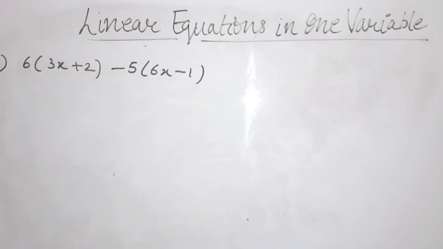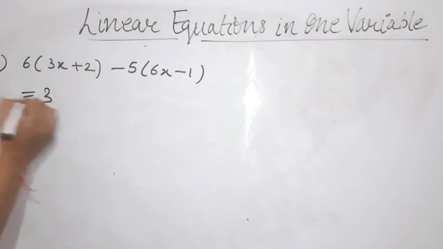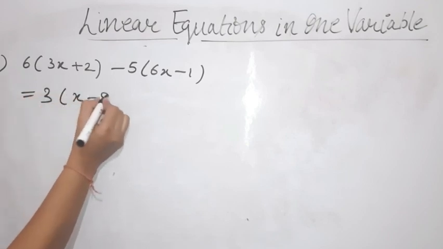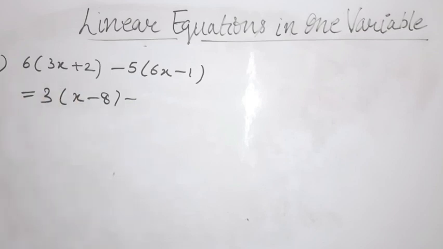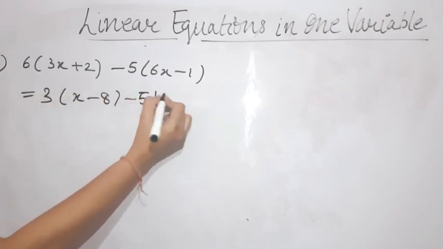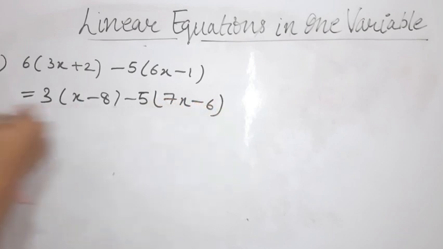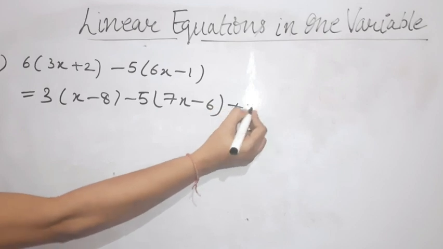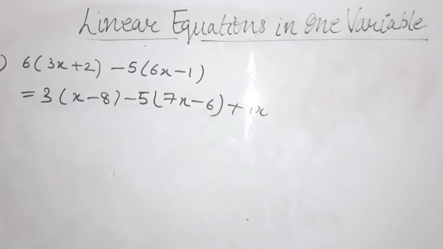is equal to. This was the left hand side, now this is the right hand side: 3 within bracket x minus 8 minus 5 within bracket 7x minus 6, bracket closed, and then plus 9x. So we have to solve this equation in order to find out the value of x. You have to be a little bit quick while solving these types of questions.